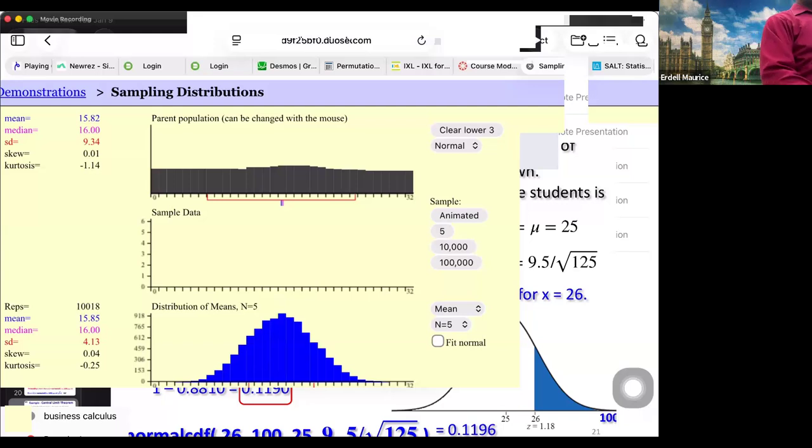The one in blue. This is the distribution of means. This is the average of those 5 people. What does it look like? It still looks normal, yes?